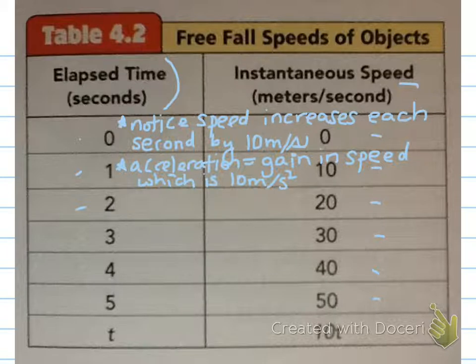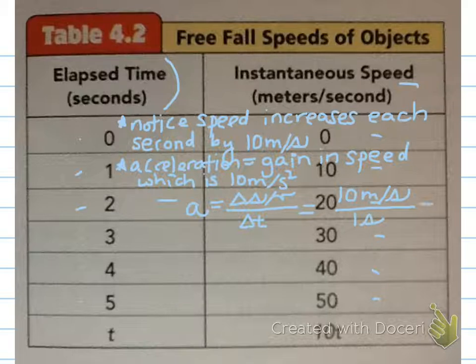So I want you to also remember what our acceleration equation was. Our equation for acceleration was our change in speed, or we could even say our change in velocity, over our change in time. In this case, our change in speed each time is 10 meters per second, and the change in time is 1 second, which gives us that acceleration of 10 meters per second squared.